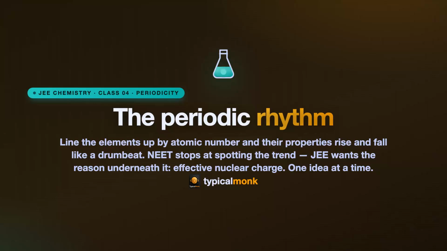Here's a wonderful idea to sit with. Line up every element in order of atomic number and walk along that line. Properties do not wander randomly, they rise and fall and return, again and again, like a drumbeat. Sarah once told me she used to memorize the periodic table as a giant chart of unrelated facts. Then she learned to read the rhythm instead. And suddenly, the whole table folded into one idea.